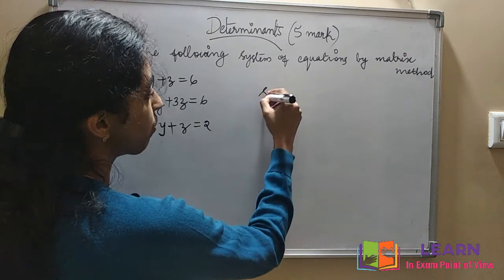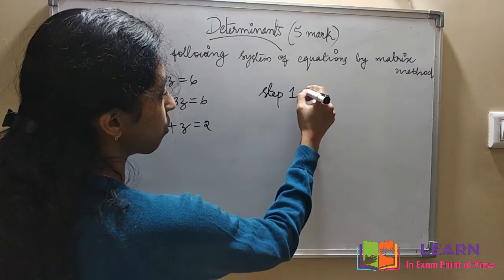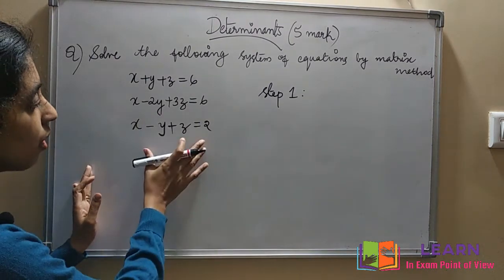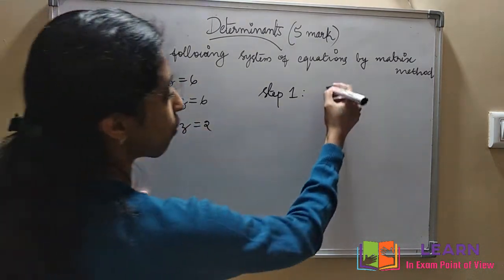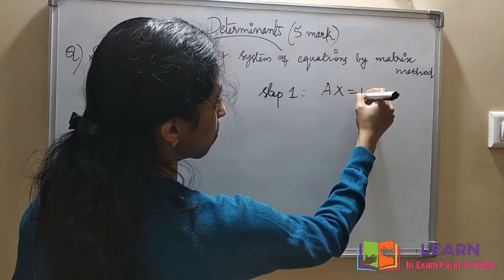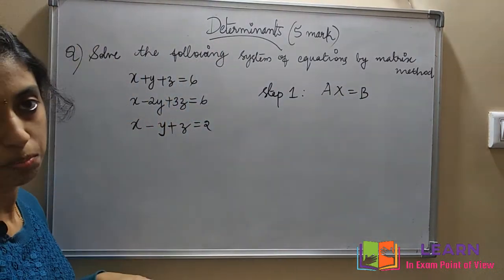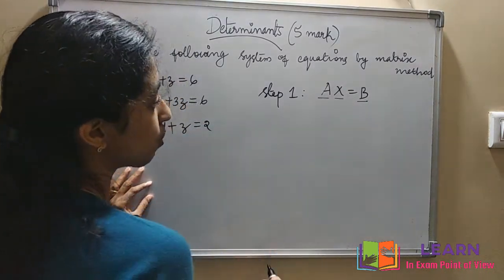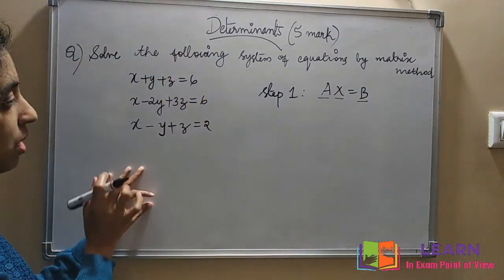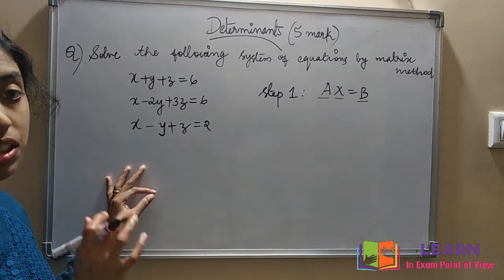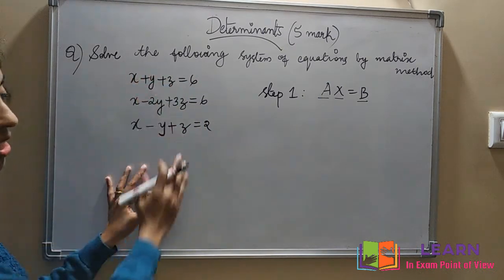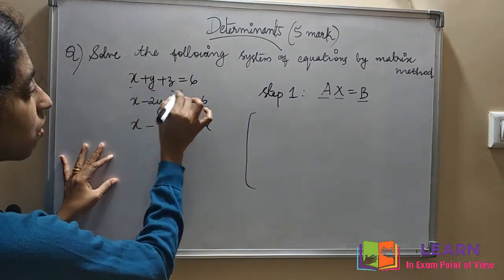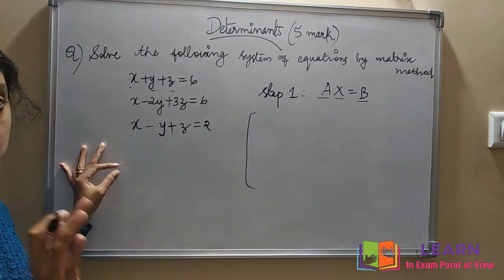First step, what we need to know. Here we have a system of linear equations. We have to arrange this in the form of Ax equal to B. That is the first step. This can be written as Ax equal to B, where A is the matrix where we have to write the coefficients of x, y and z. Correct. So we can write it as 1, 1, 1, the first coefficients of x, y and z.